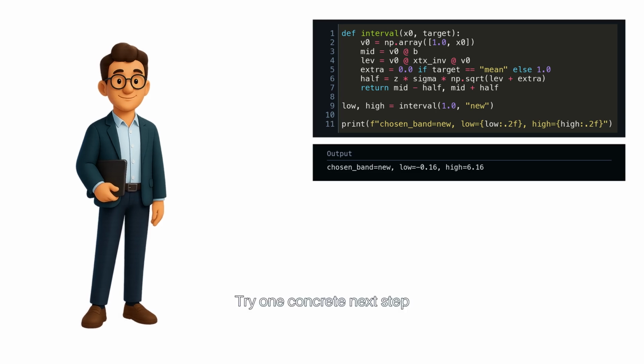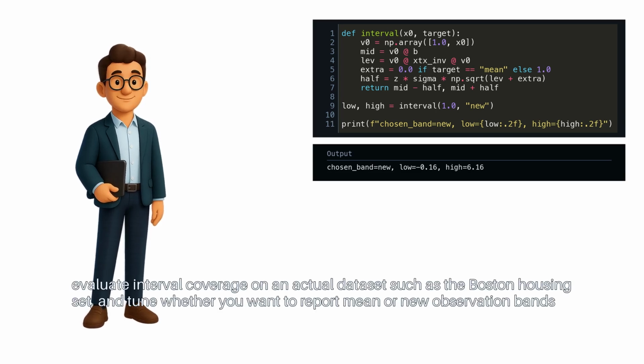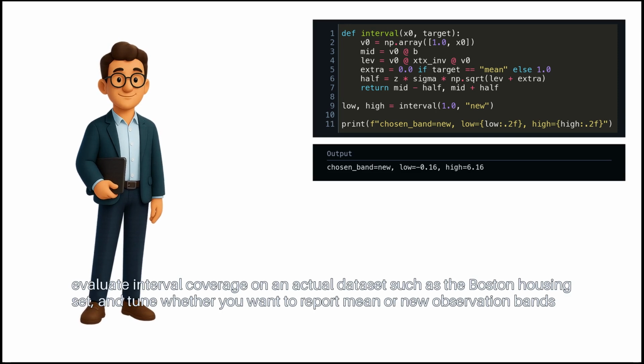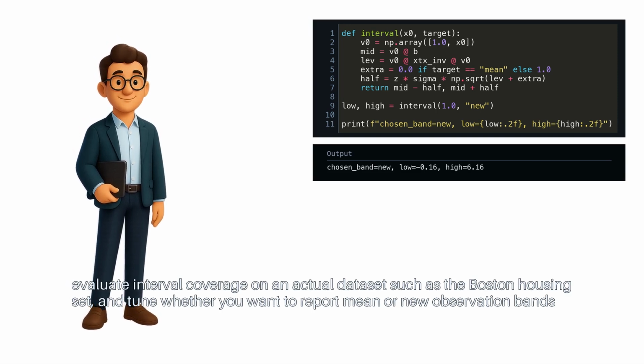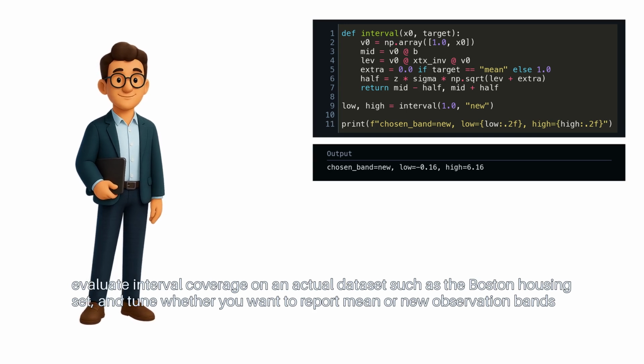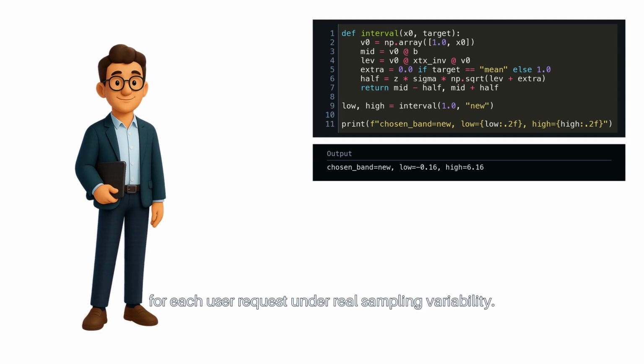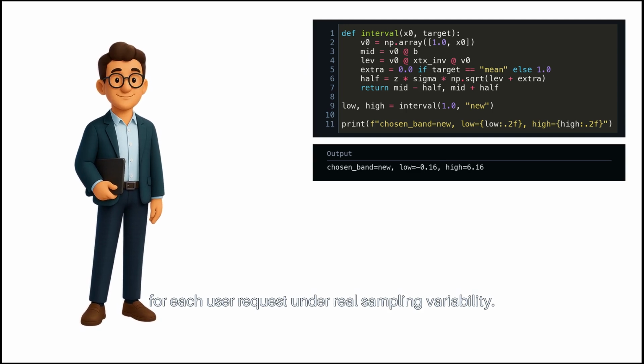Try one concrete next step. Evaluate interval coverage on an actual dataset, such as the Boston housing set, and tune whether you want to report mean or new observation bands for each user request under real sampling variability.